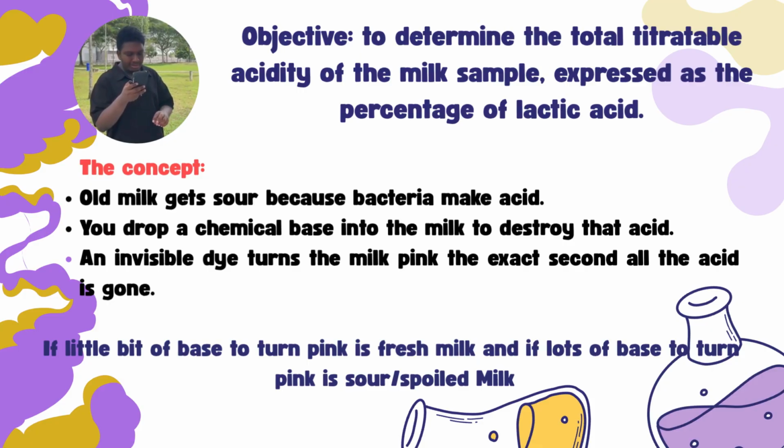To differentiate between fresh milk and spoiled milk, we can look at the pink color. If the pink color is faint in the milk, it means the milk is fresh. In the opposite case, if there is a lot of pink inside the milk, it means that it's already sour.